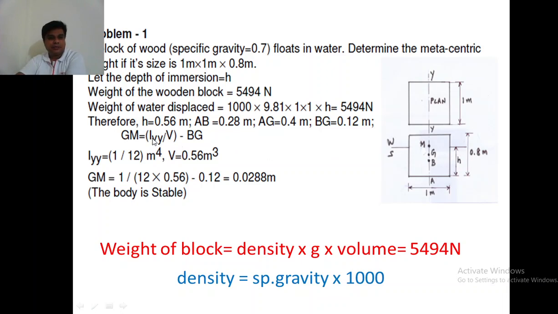So we know the moment of inertia value, we know the value of V volume, and we know the value of BG. So using this equation, if we substitute that, we'll get GM as 0.028 meter or 0.03 meters. We know that when GM is positive, more than 0, then the floating object will be in stable condition. So always the metacentric height should be above the center of gravity, and the center of gravity should be above the center of buoyancy for stable condition.